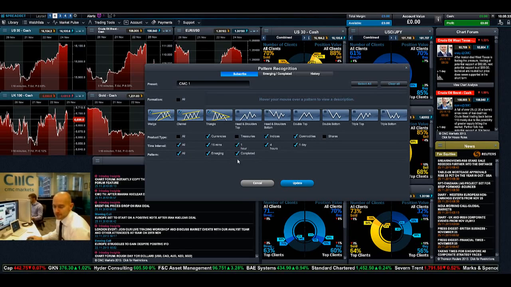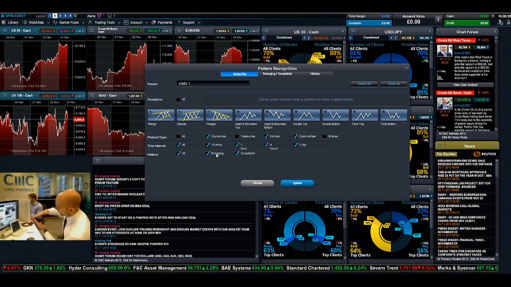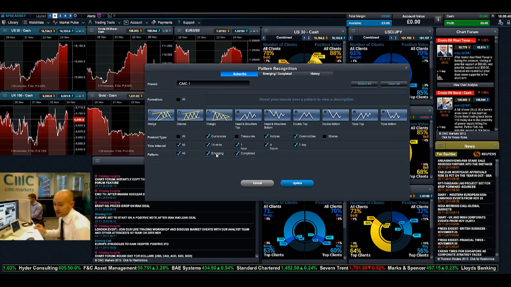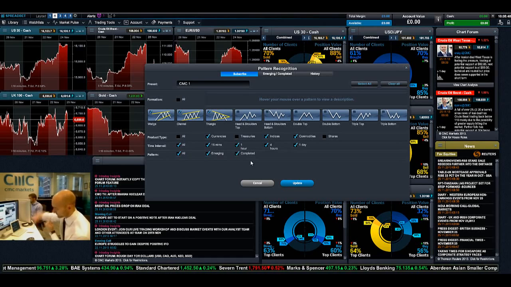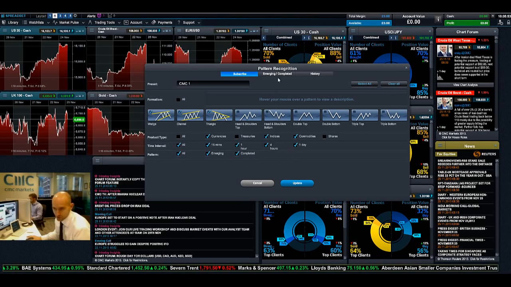Then you've got pattern type. For pattern type you've got emerging, which is when you've got a triangle formation but the price action hasn't quite broken through it yet. So that's a trade setup that's not quite yet come to fruition. And then you've got completed patterns where you've actually had a technical breakout. It's already broken through the potential support or the potential resistance. And then you click update and you're good to go.